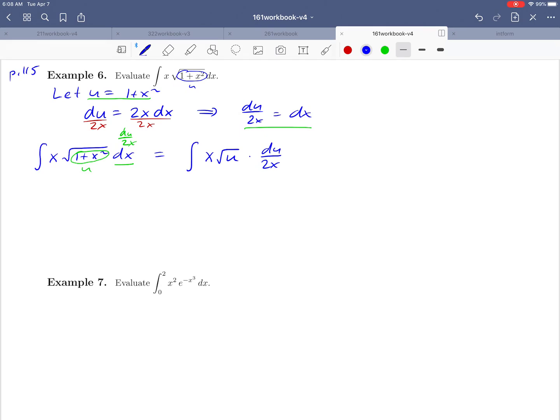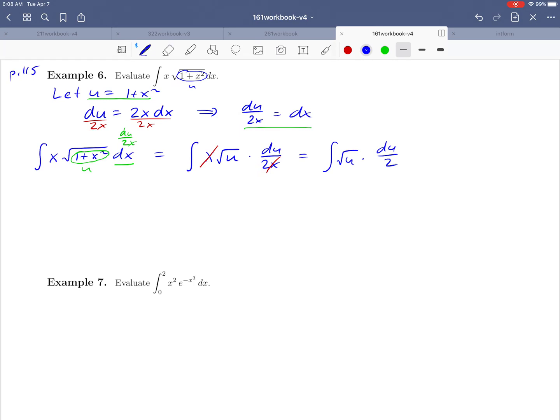Do you notice any cancellation here? Well, we've got an x in the numerator and the denominator. Those go away. And so if we rewrite this, we've got the square root of u times du over 2. Notice that there are no x's left over in our integral. And when you're using this method, that's what we want. The sign of having made a successful substitution is that you get your integral in terms of the new variable u. There are no x's left over.